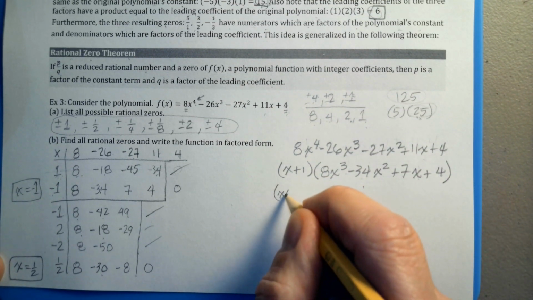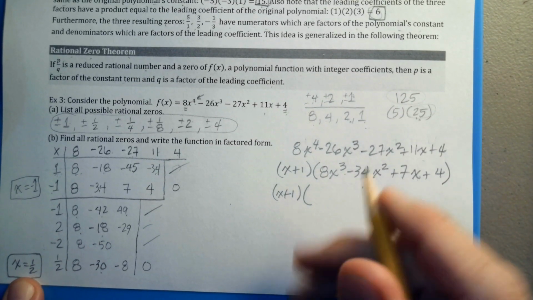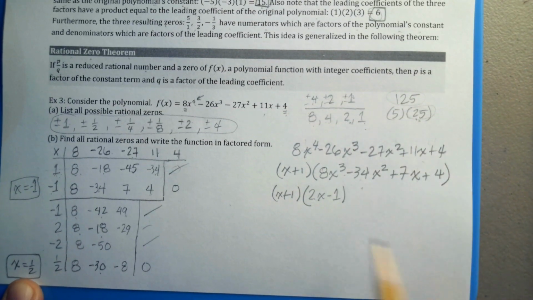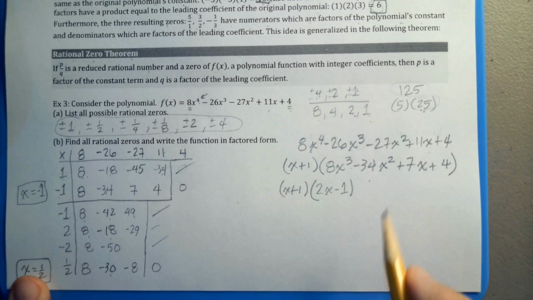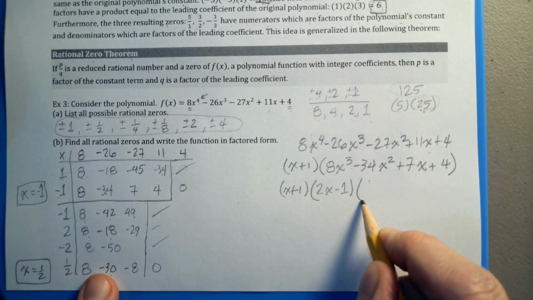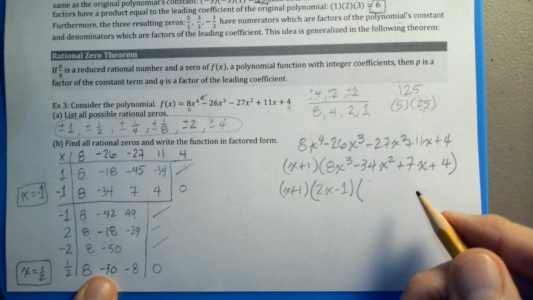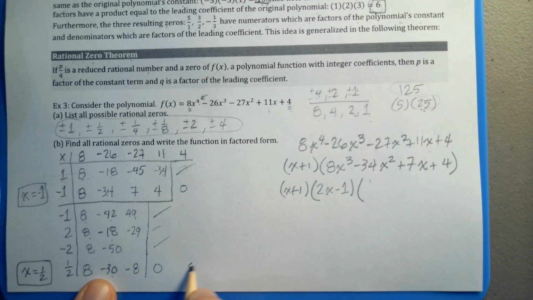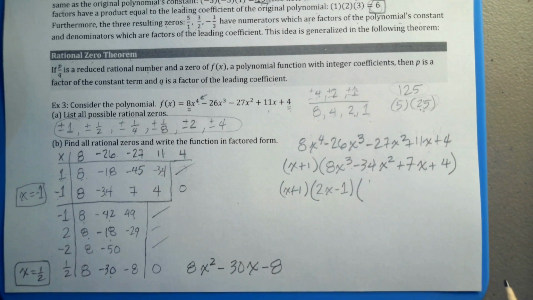So let's say we have x plus 1. And then what binomial would this 1/2, x equals 1/2 be? That would be 2x minus 1, wouldn't it? If I set that equal to 0, move the 1 over, divide by 2, I get x equals 1/2. So the other part of this is simply our depressed polynomial. And so that would be, let's see, 8x squared minus 30x minus 8.